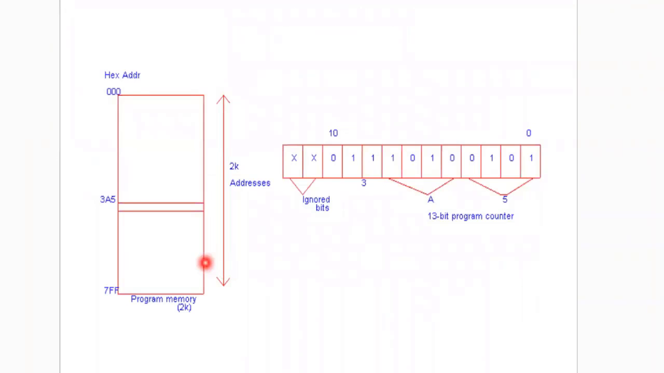See, this is the memory available. For example, consider this as the program memory we have. It is showing the size as 2 kilo, so 2K addresses, a 2K memory. It has 2 kilo locations. To address these locations, we need a 13-bit program counter, which you can see here, so that the 13 bits will address all the locations here.